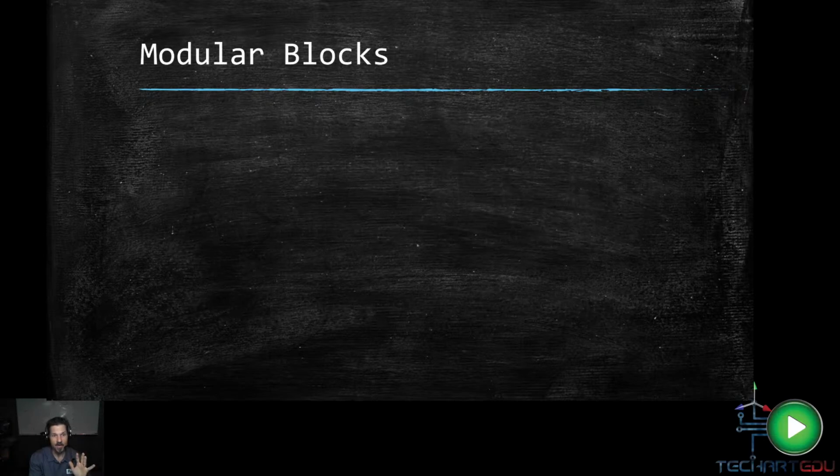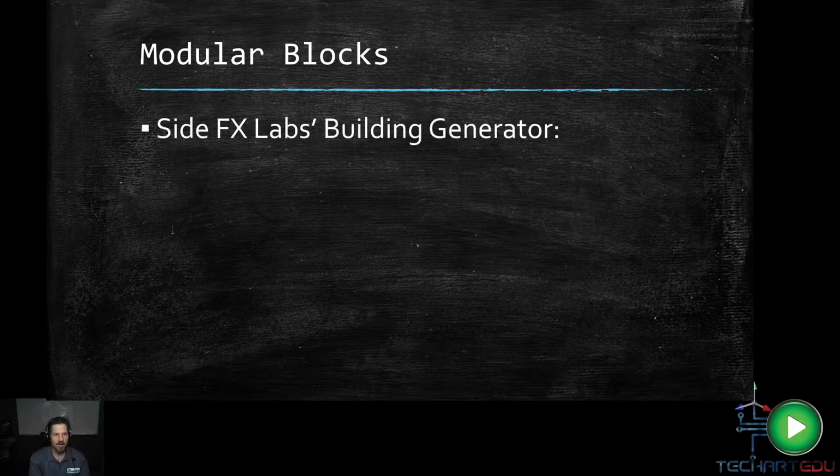Now, the first one we introduced last week, and I call it the modular blocks strategy. Now, the SideFX Labs building generator is an awesome tool. You just have one central node, and then you just drop in, okay, I want this to be the front facade. I want this to be the top. I want this to be the bottom side. These are my right and left sides. Okay, these are the corners. Great, very good, very easy.